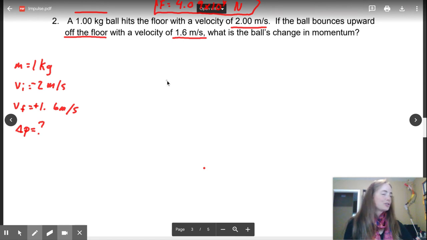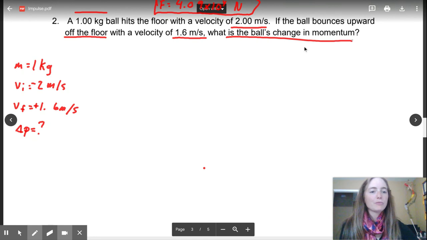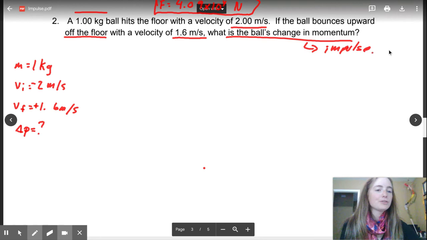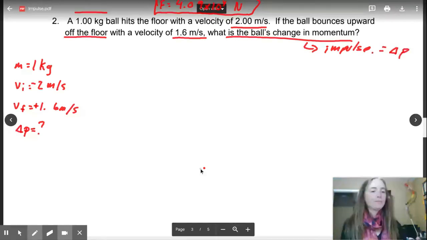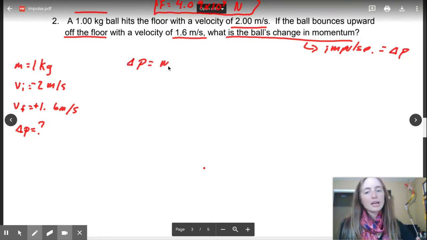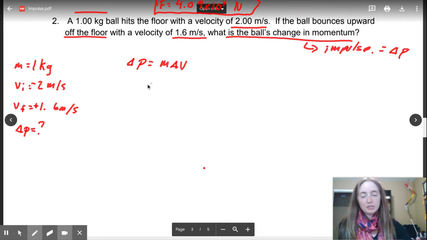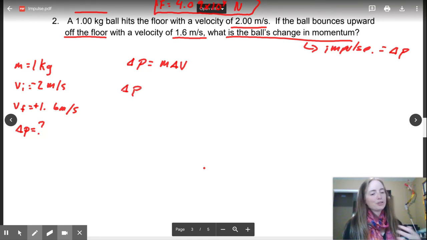So, I'm trying to calculate the ball's change in momentum. Well, that means its impulse. Impulse is equal to the change in momentum. We know that the change in momentum is equal to m delta v. This is fairly straightforward. The most important part about this question is the direction, which is what I really wanted to talk about, and recognizing that change in momentum means impulse.